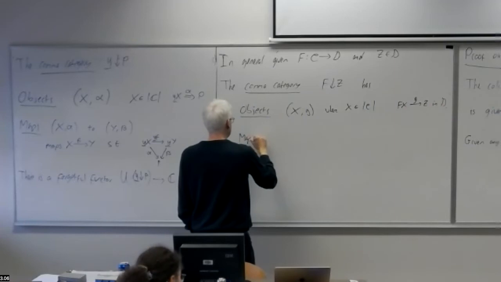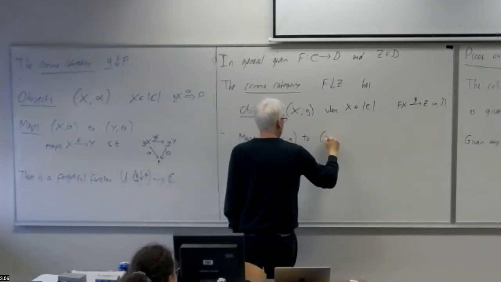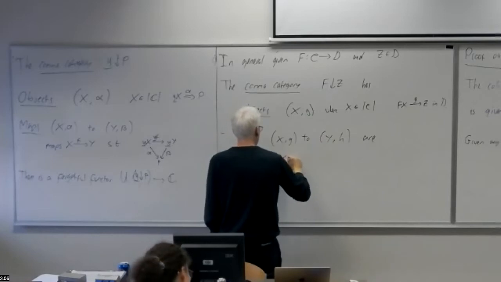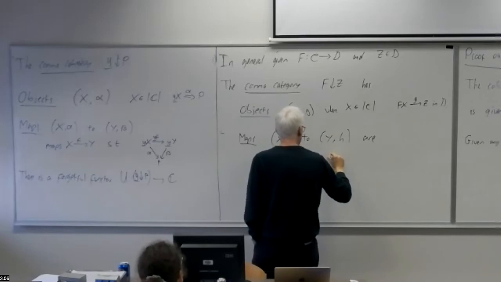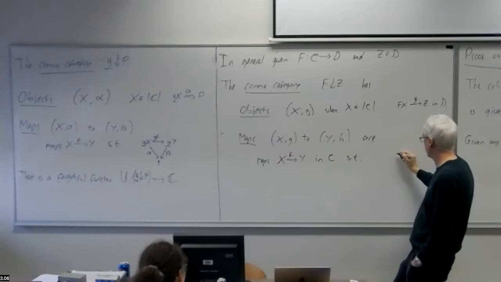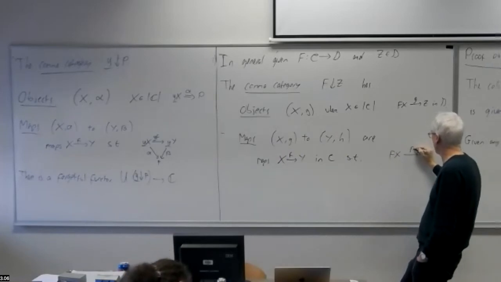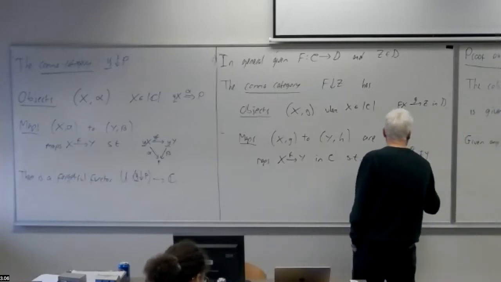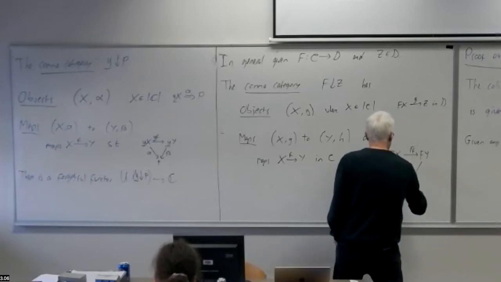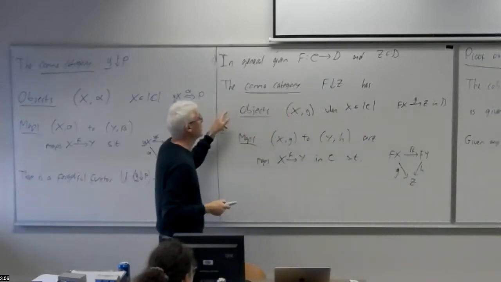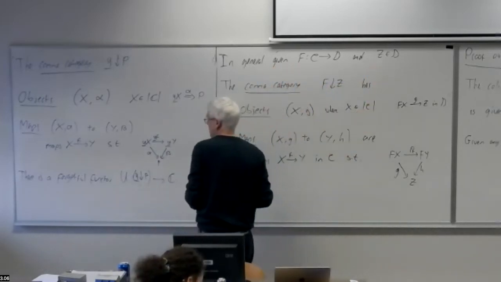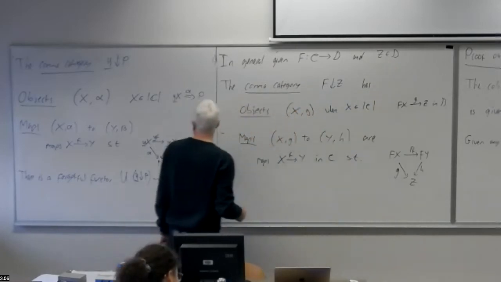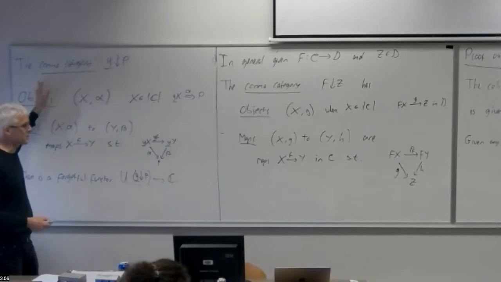And the maps from (X, G) to (Y, H) are maps f from X to Y in C such that the same diagram we had before commutes. So we apply the functor capital F to the morphism little f, and then this triangle commutes, with Z, G, H. So you can see this general construction works for any functor and any object in the codomain category. And in the case that this functor is the Yoneda functor and we've got presheaves, then this is exactly the comma category we had here, which is the same as the category of elements.